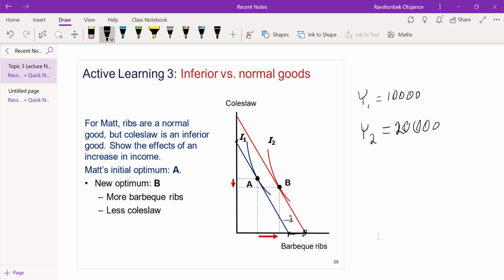With the movement from point A to point B, there's a decline in quantity demanded for coleslaw, while there's a greater increase in quantity consumed of barbecue ribs. Remember, we said if a good is inferior, then when income rises we consume less of it. That's exactly what happened here. When Matt's income increased from 10,000 to 20,000, his intake of coleslaw declined, as you can see, but his intake of barbecue ribs actually increased by a greater extent. As a result, we see the shift from point A to point B. So coleslaw is effectively an inferior good.